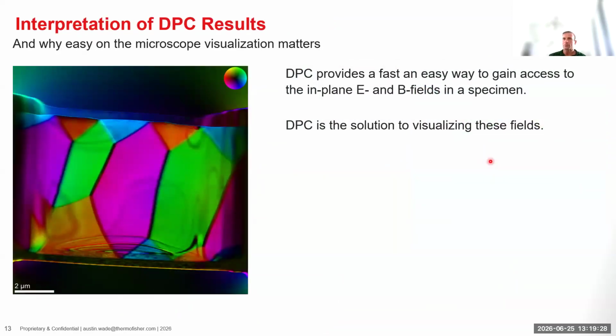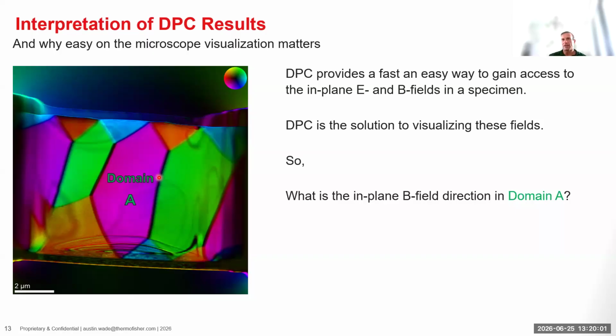Okay, so here we reach an important challenge. The DPC image tells us the direction of the beam displacement, but we want to know the direction of this magnetic field. This is something that is embedded in this image, but it's not evident. So we need to try to extract that information. For example, if we have this domain A and we want to know the magnetic field, the answer again is not immediately obvious.